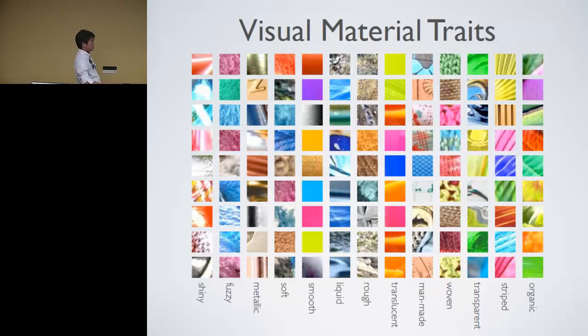And one thing that you notice is that these traits are not mutually orthogonal, right? Fuzzy and soft definitely share a lot in common. Metallic and liquid look a little bit similar too. So you get an idea, right? So now, how do we actually recognize these?